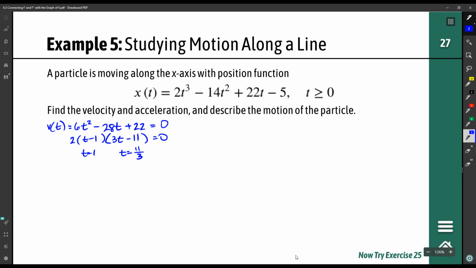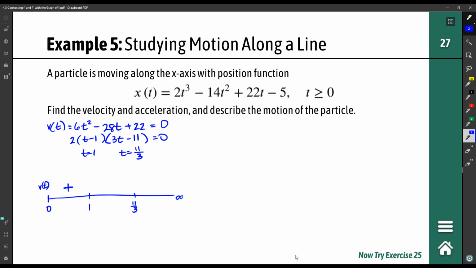So we can see a little bit about the motion of this particle by looking at a number line and testing values in v, the velocity function. We've got a far left endpoint of 0. We're going to partition at 1 and partition at 11/3, and this continues on. If we pick a test value between 0 and 1, say a half, we plug that number in and get 2 times a negative times a negative. That's going to give us a positive derivative.